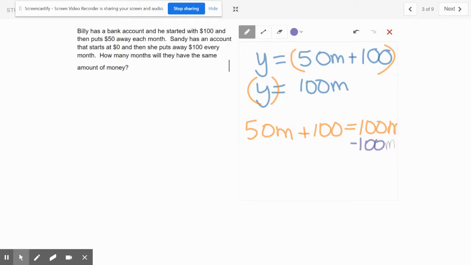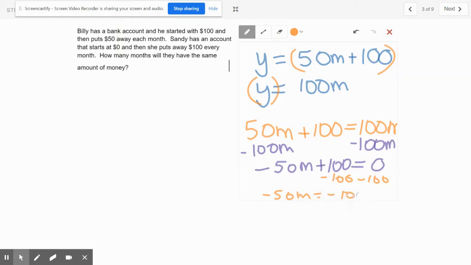All right, so what I have to do here is, this one's a little confusing. You can move your 100 m over, and that's kind of what I've taught you to do. So then you're going to get negative 50 m plus 100. And there's nothing over here. If there's nothing over there, you can just put a 0. And I don't think I've shown you guys that enough, that you can just put a 0 there. Subtract 100. Then you're going to get negative 50m equals negative 100. Okay? If you divide that negative 50 into a negative 100, m equals 2.